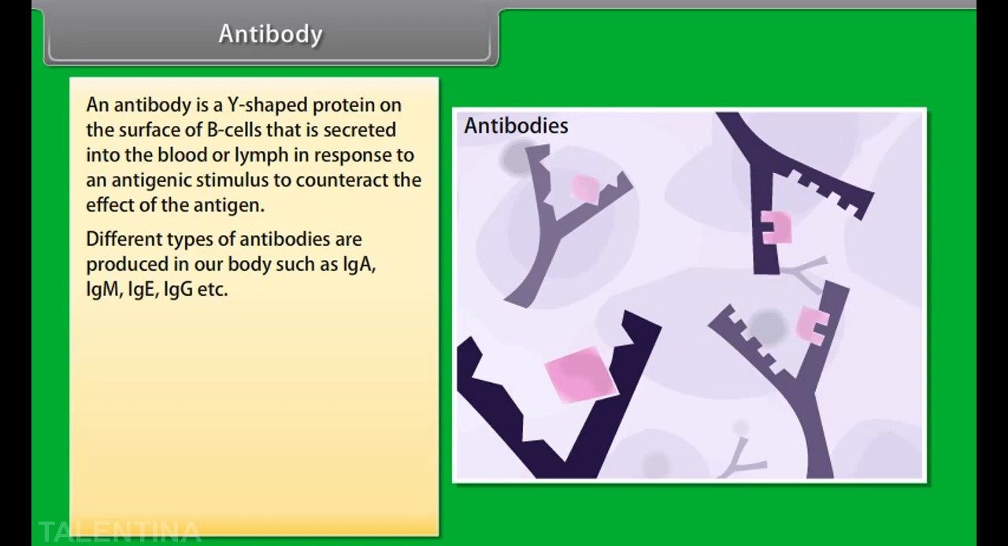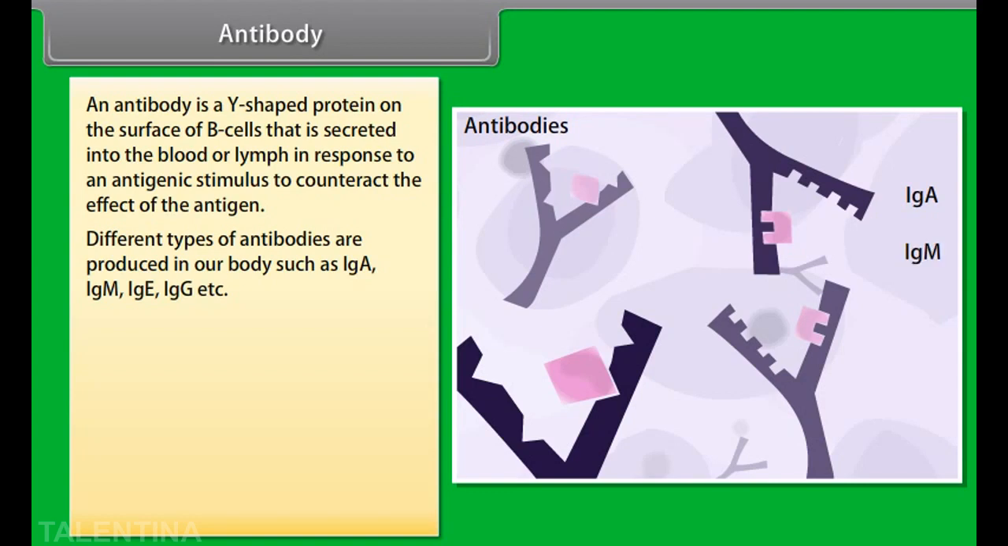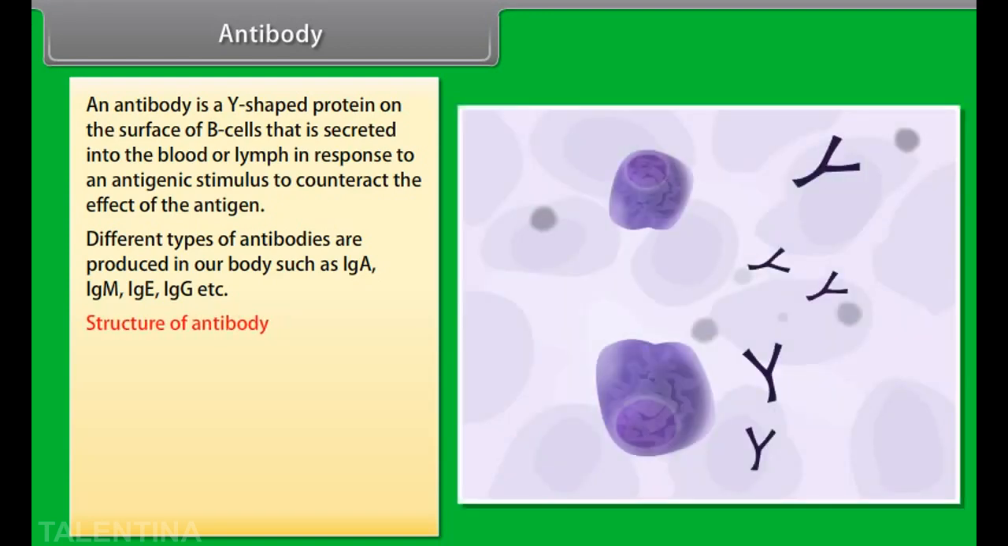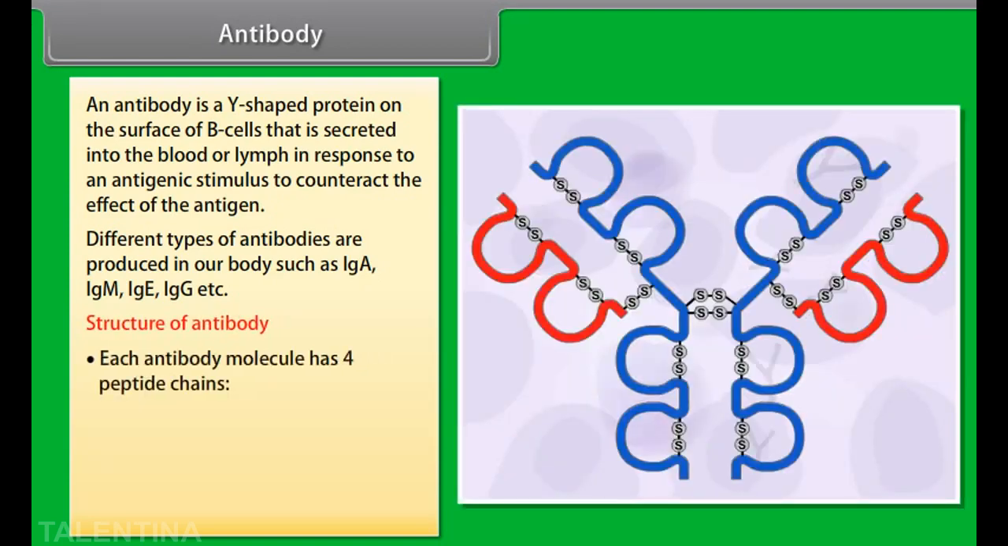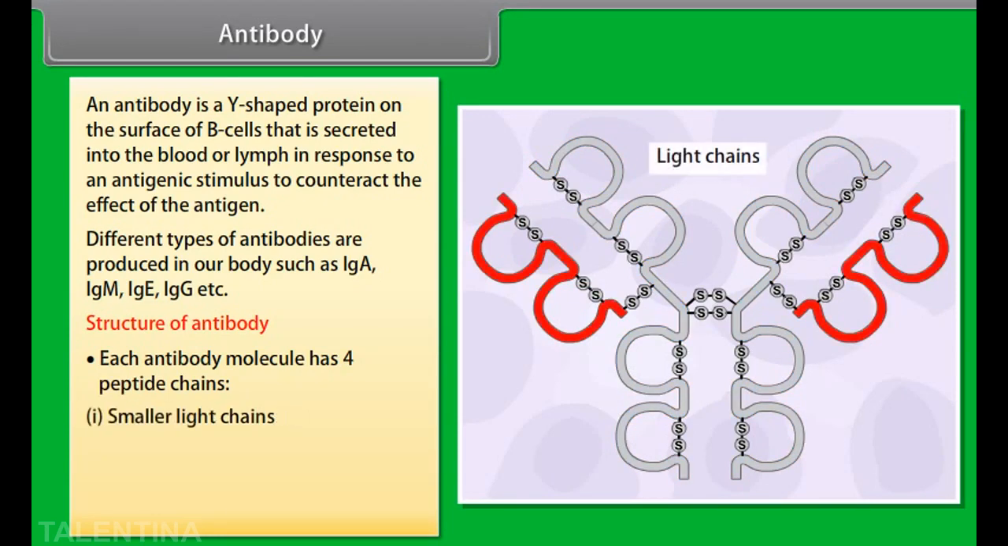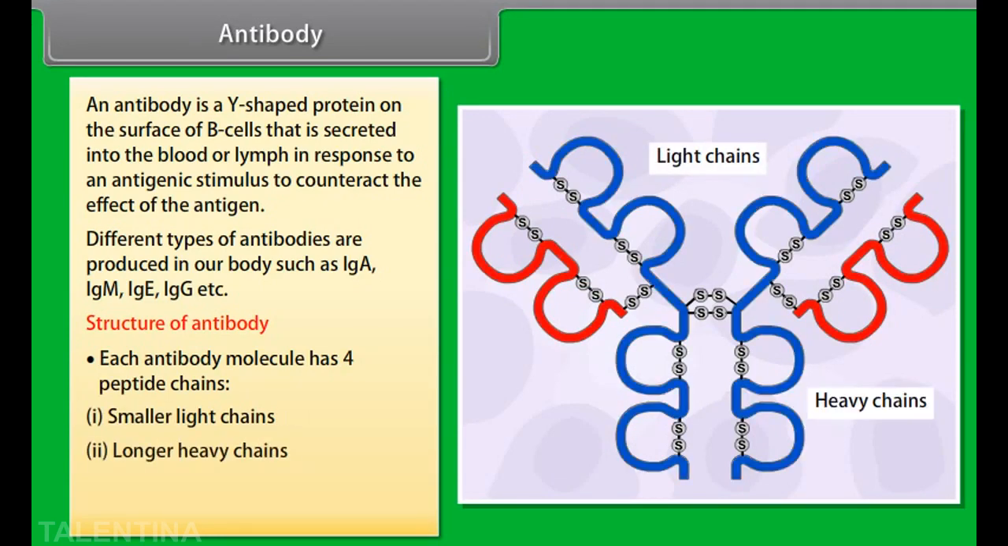Different types of antibodies are produced in our body, such as IgA, IgM, IgE, IgG, etc. Structure of antibody. Each antibody molecule has 4 peptide chains: smaller light chains, longer heavy chains. An antibody molecule is represented as H2L2.